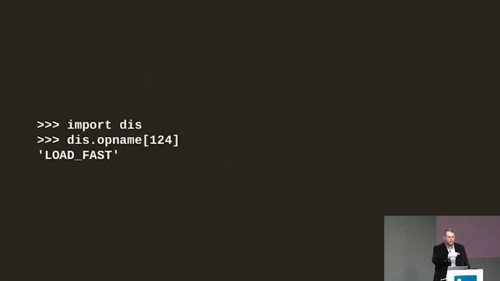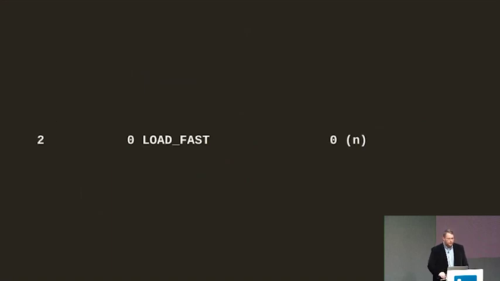Turns out we can ask Python. There's this module in the standard library called dis. It's the Python disassembler. It will help you figure out lots of things about bytecode. And we can ask it through this list that it maintains of op names. What is bytecode instruction number 124? Turns out it's called LOAD_FAST. And if anybody was really paying attention on that first slide, you may remember the very first line of disassembled bytecode of that Fibonacci function was an instruction LOAD_FAST.